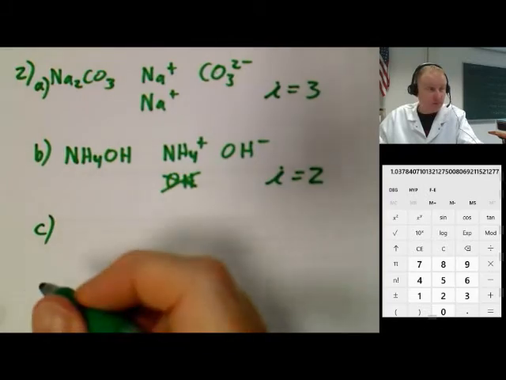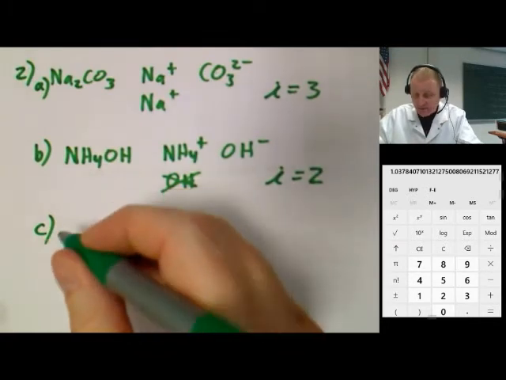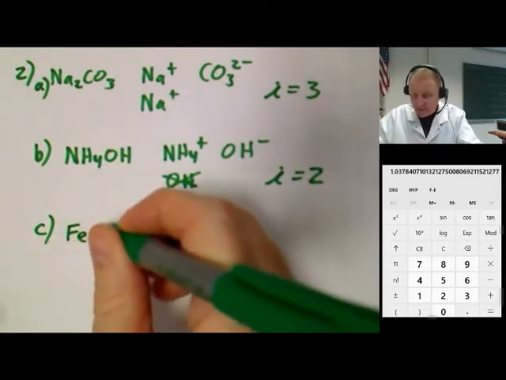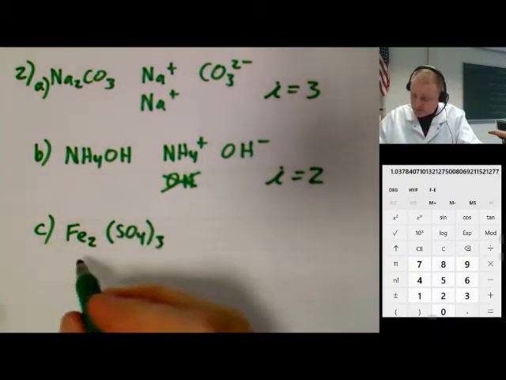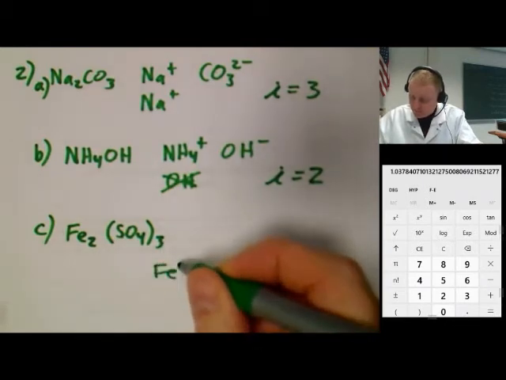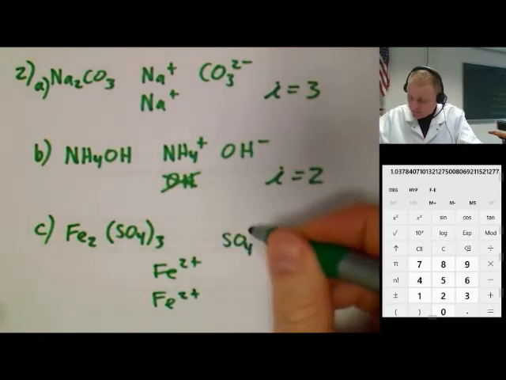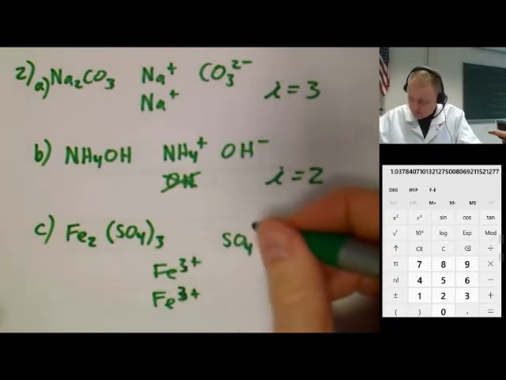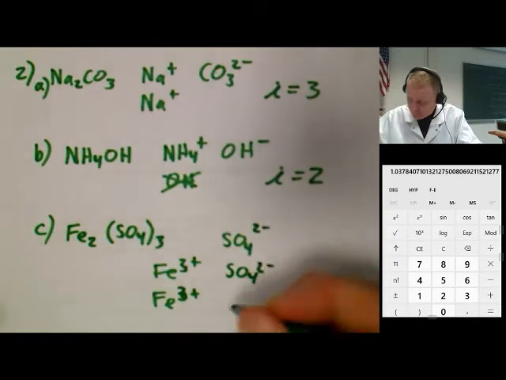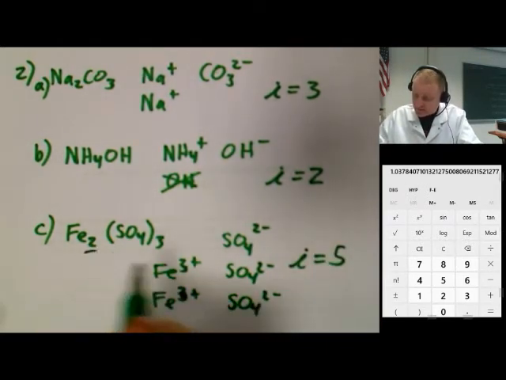I'm not. Really important. C, it looks like an iron 3 sulfate. Fe2(SO4)3. So what this is going to break into is 2 irons and 3 sulfates. Oh, this is iron 3. These are 3s, not 2s. And 3 sulfates. So what would the Van't Hoff factor for that be? It would be 5. There's 2 pieces here and 3 pieces there.